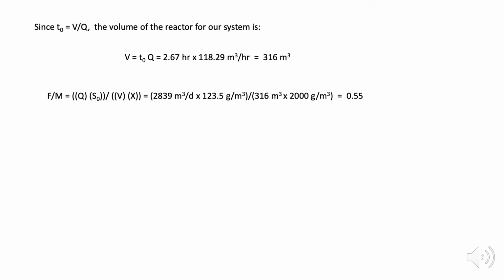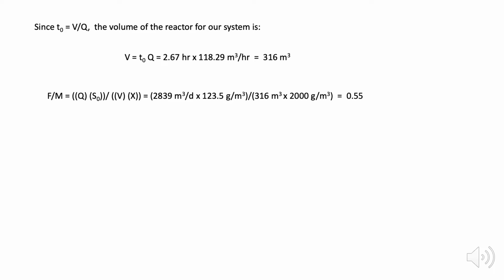Now, once we know all these things, one parameter that's commonly calculated when we look at an activated sludge system is the F to M ratio. And remember, the F to M ratio is the amount of food coming into the system divided by the quantity of microorganisms in the system. So the food coming in is just the flow rate coming in times the concentration of the BOD in the influent. And then I'm going to divide that by the mass of cells in the system, which is just the volume of the system multiplied by the concentration of the organisms in the system.